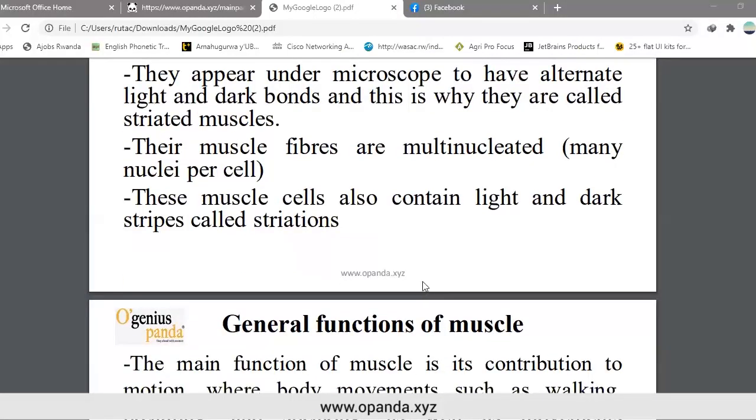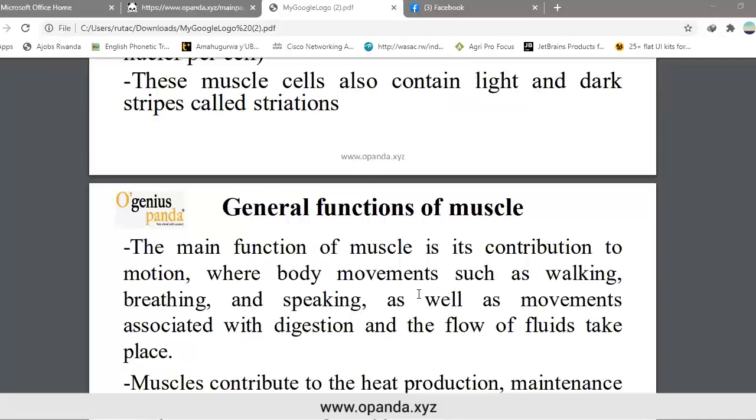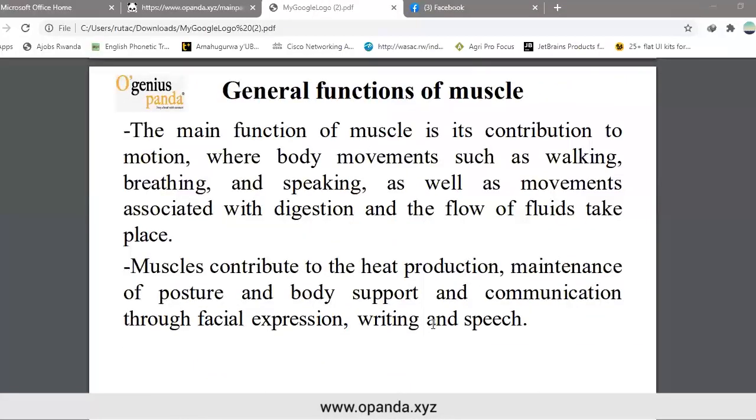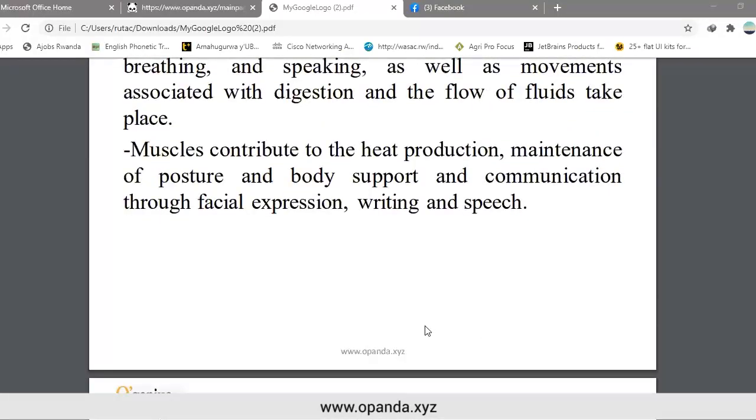Let's find now the function of the muscles in general. The main function of muscles is their contribution to motion, where body movements such as walking, breathing, and speaking, as well as movements associated with digestion and the flow of fluids take place. Muscles contribute to heat production, maintenance of posture, and body support, and communication through facial expression, writing, and speech. The list is not exhaustive.